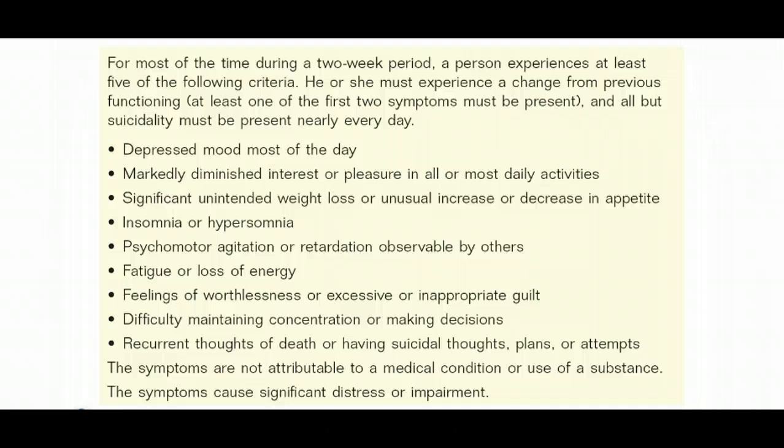And so what we do is we look at the period of time in which a person is depressed, and it's got to be at least a 2-week period, and they must have 5 of the following criteria. And it must be a change from previous functioning. So one of the first 2 must be present. Okay? So depressed mood most of the day, or markedly diminished interest or pleasure in all or most daily activities. This is a symptom that we also call anhedonia. So one of those 2 has to be present. I mean, that should seem pretty straightforward.